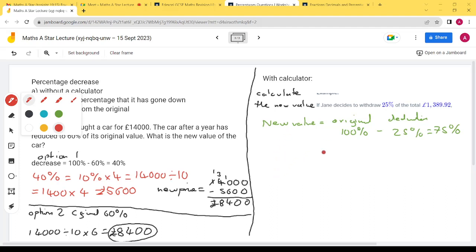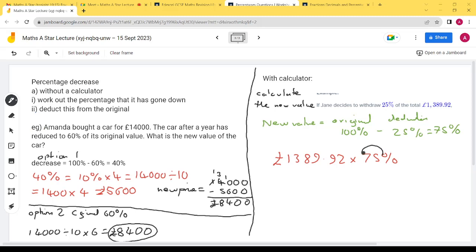So now we need to do 1389.92 times 75%. And 75%, if you want to make it a decimal, we can divide by 100, which is 1389.92 times 0.75. As I say, there is actually a percentage button on your calculator if you hunt it down, but if not, you can do it like this. If you do that, it's going to give you an answer of 1042.44. And that is the final answer. There's nothing more to it.